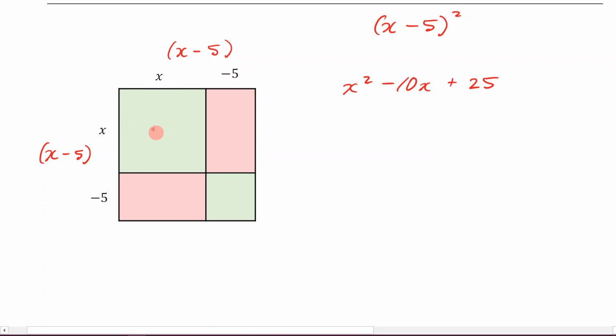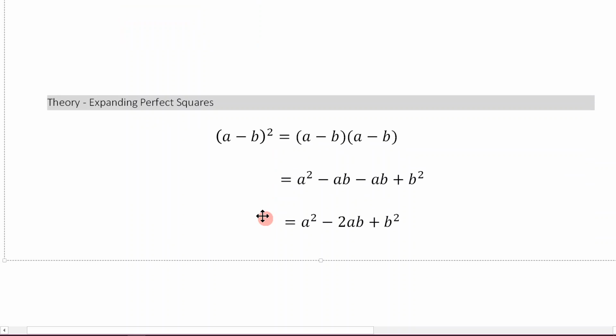We went x times x is x squared. Then we went negative 5 times x, that's negative 5x. And hey, we've got a negative 5x, another negative 5x down here. And then finally, we have negative 5 times negative 5 is positive 25. When you add these all up together, you get x squared negative 10x plus 25. Do you see how efficient this method is? This is expanding perfect squares. How amazing is this?